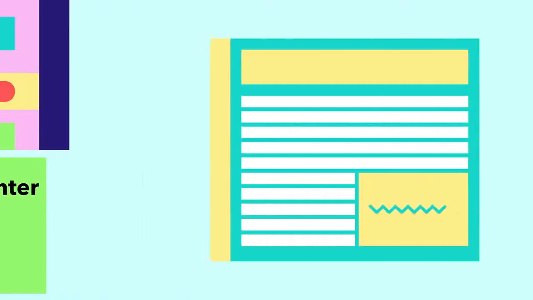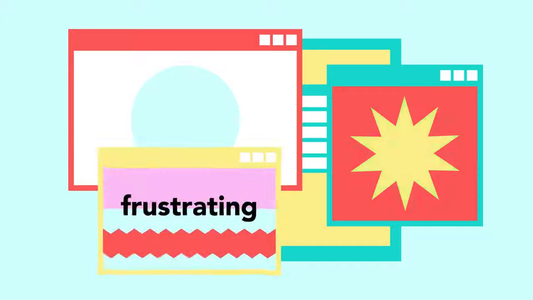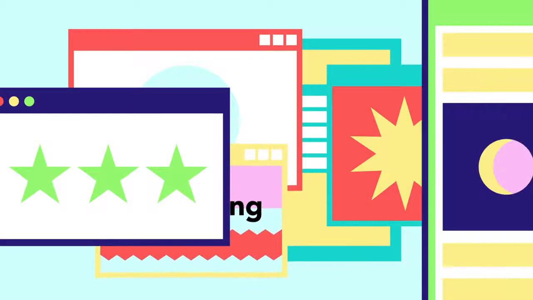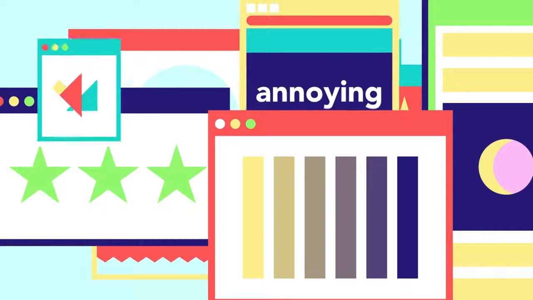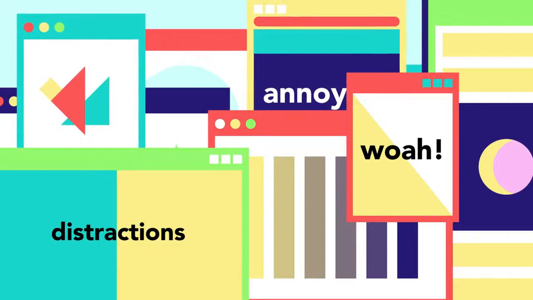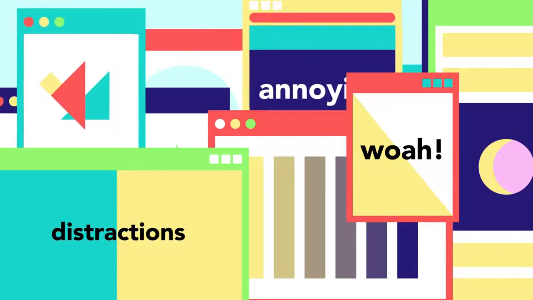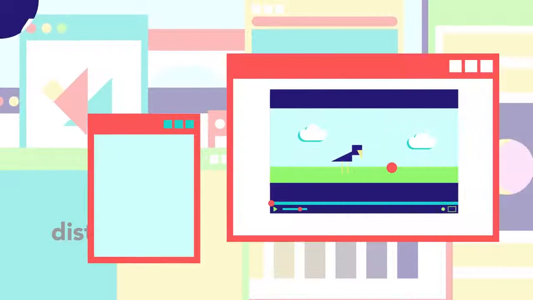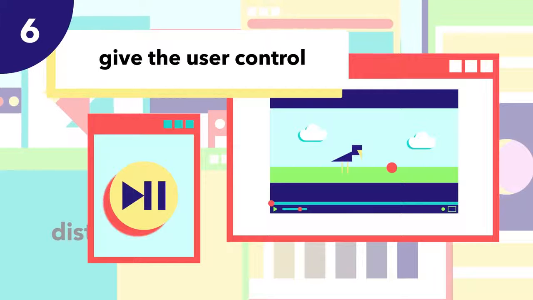Ever get frustrated by moving objects? Adverts popping up? It isn't just annoying. Flashing content can cause seizures, while some people with cognitive impairments find it really hard to concentrate if there are distractions. Give the user control. Provide a pause button, and don't set audio or video to play automatically.